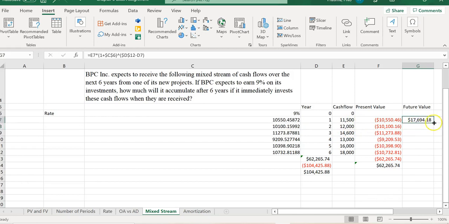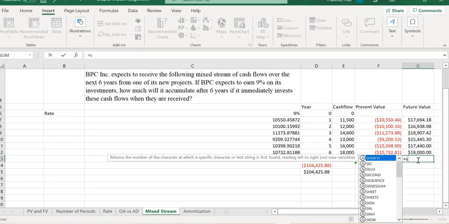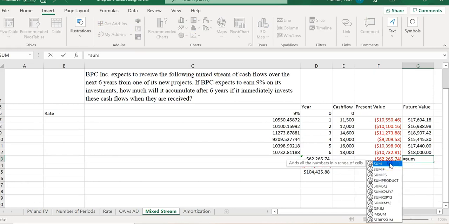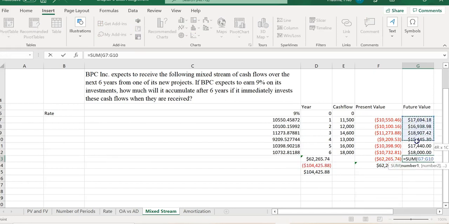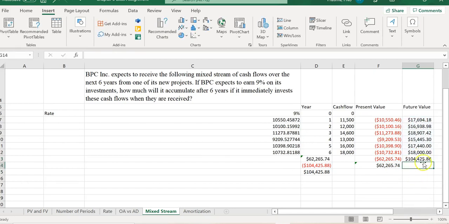Same way, if we drag it, it will give us the future value of all the remaining cash flows. Get the sum of all these future values of every individual cash flow, and it will give us the overall future value, which is exactly the same as we got using the present value formula. Okay, so this is about future value.